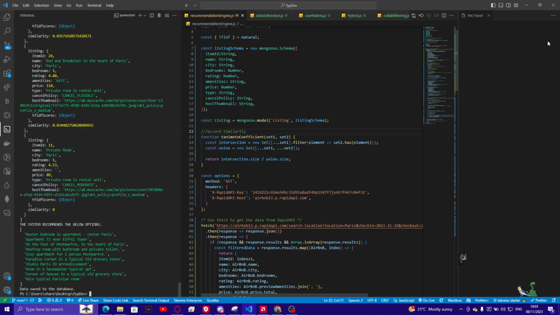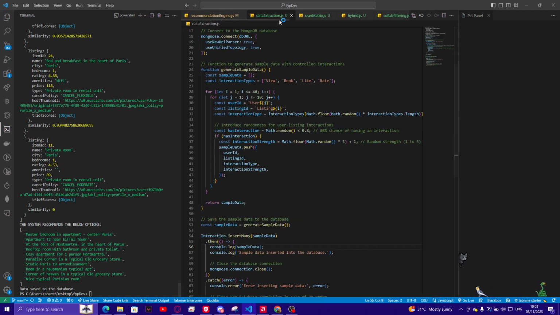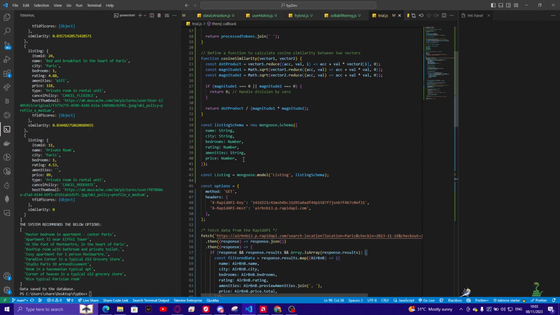Okay, then for cosine similarity, I implemented it here. Cosine similarity, as I said, is the cosine angle between two sets, which is the user profile vector, the user profile set, and the set of listings. Okay, so I implemented it here as well.